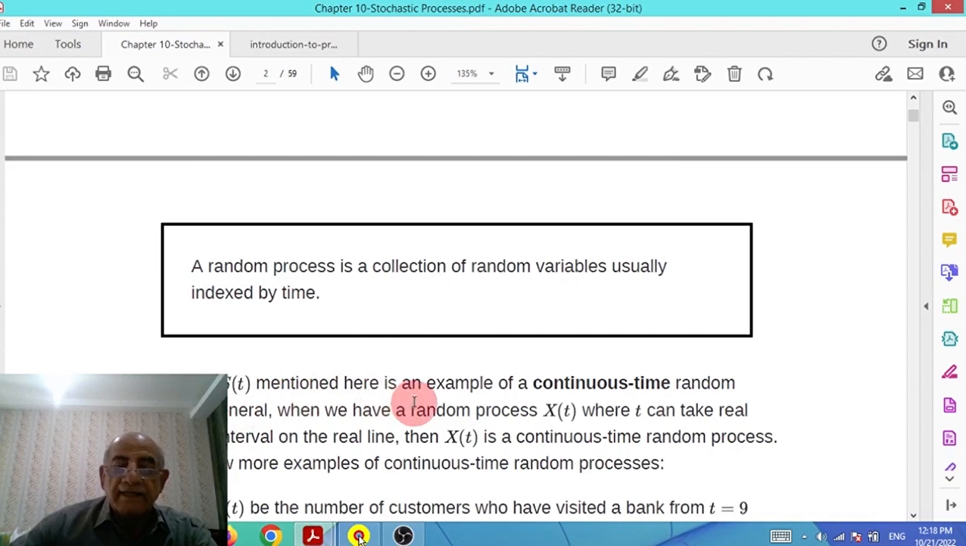The process S(t) mentioned here is an example of continuous time, because the price of a stock takes a value at each time. If time is continuous, the process is called a continuous time random process. If t is discrete, then the process is called a discrete time random process.